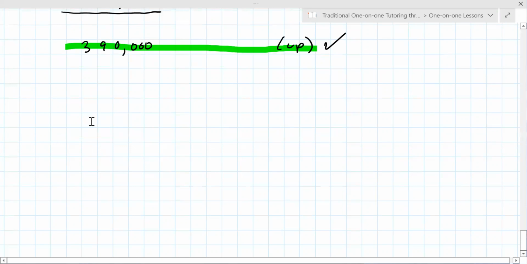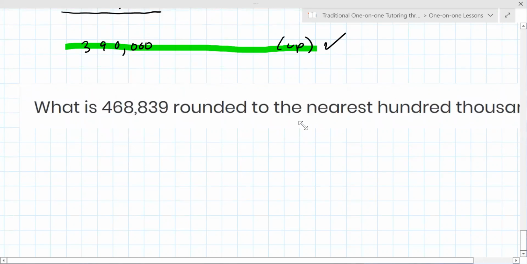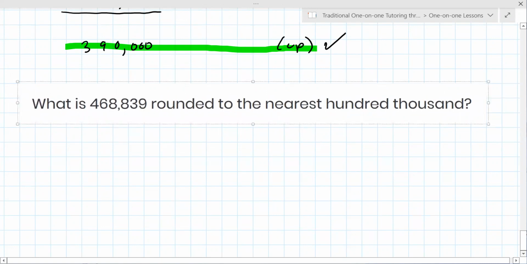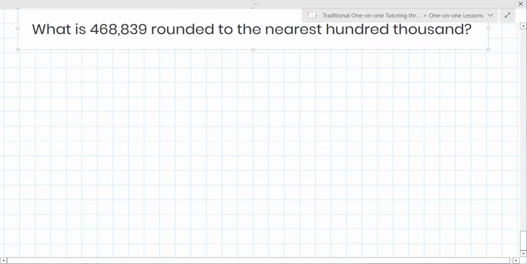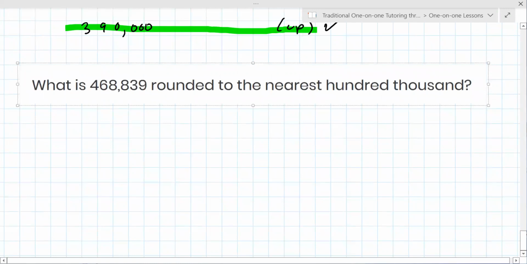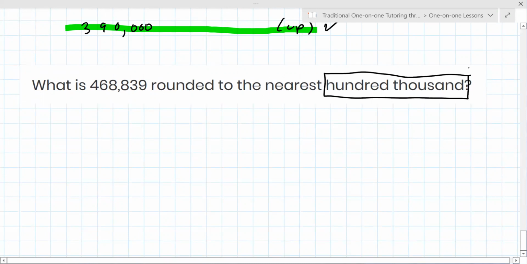Okay, let's look at another problem here together. Could you read this one out loud for us? What is 468,839 rounded to the nearest 100,000? Good. So what digit is in the hundred thousands position? 4. So everything to the right of 4 is going to be a 0. See how everything to the right of 4 is a 0?